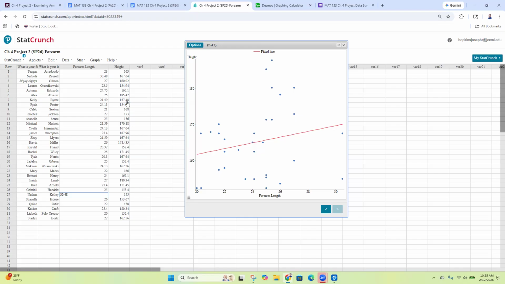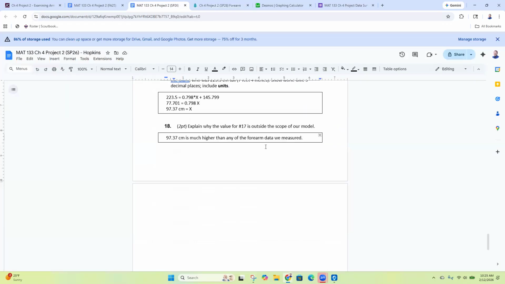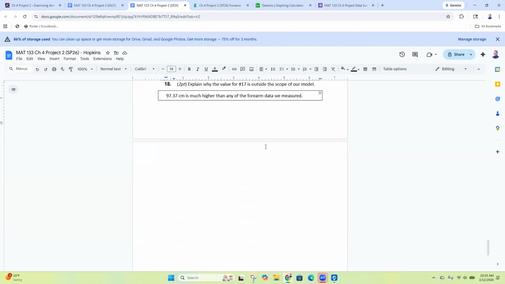So earlier we said maybe Kelly's height was actually correct. In that case, she's an outlier and we wouldn't be able to use the linear regression for predicting her height or her forearm. Okay, so I think that's it.